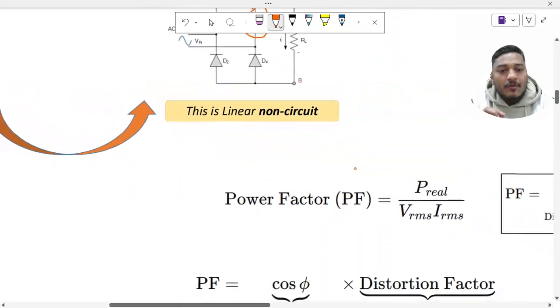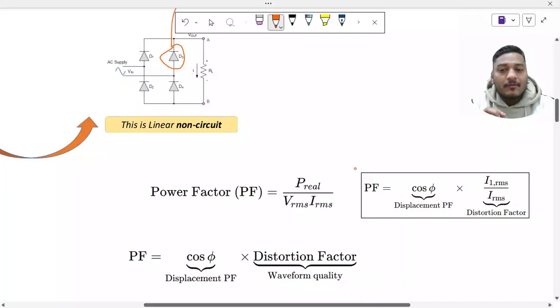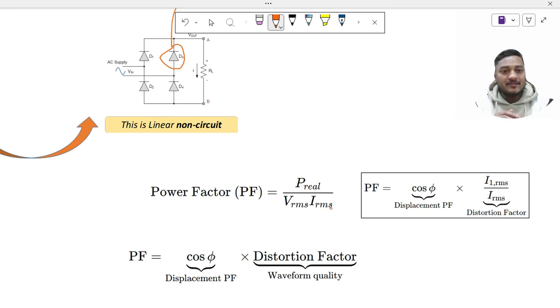Okay, so fundamentally how do we define the power factor? Power factor is the real power divided by the apparent power. Apparent power is nothing but Vrms times Irms. Now this Irms, in the case of a linear circuit, is nothing but my actual complete current. But if it is a non-linear circuit, my Irms is not completely the fundamental thing.